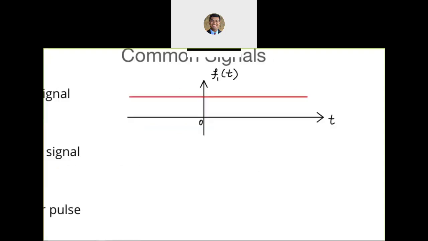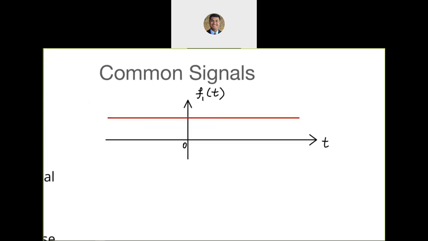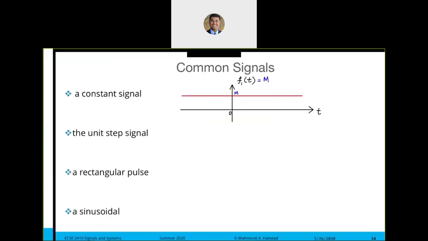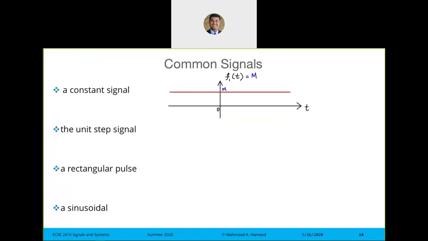So I've got 0 time right in the middle, and for time less than 0, the signal, say the value is m. F of t is m. And as you can see, there is no m of t. It is independent of time. It doesn't change with time. It's just one constant m, exactly like a DC voltage, yes. So for all time, that's a constant signal.